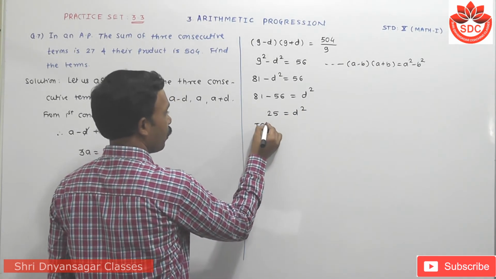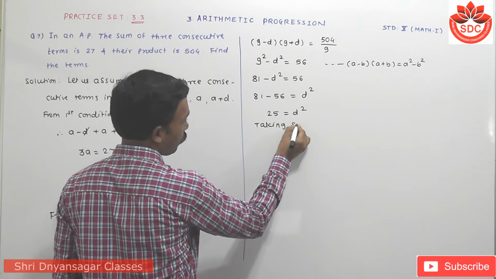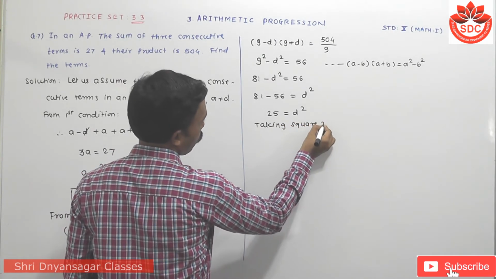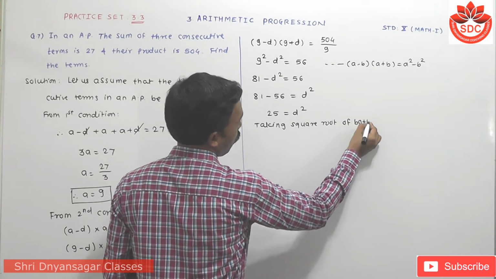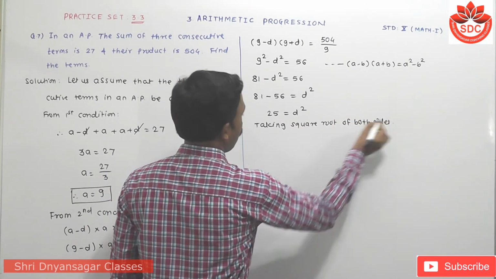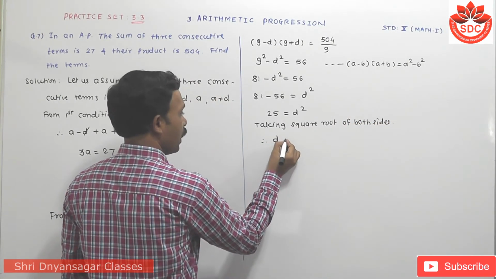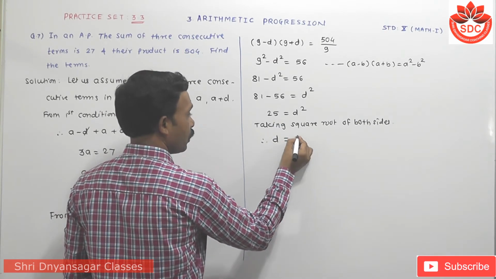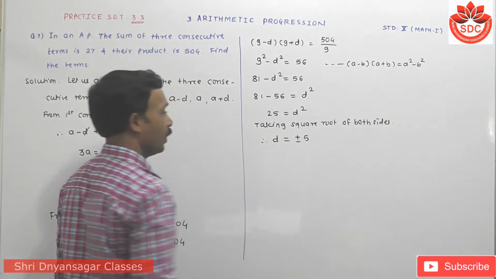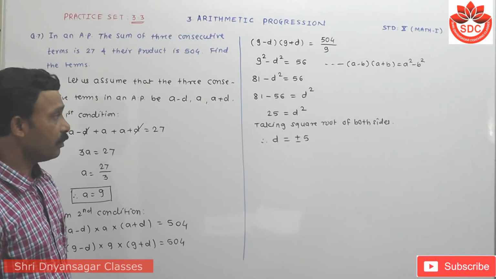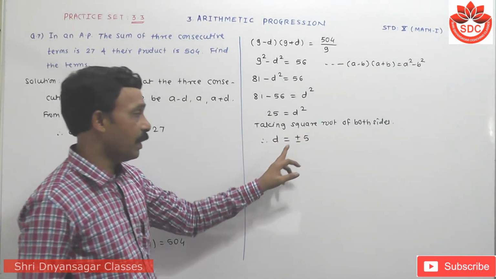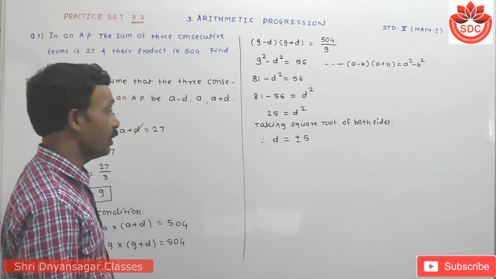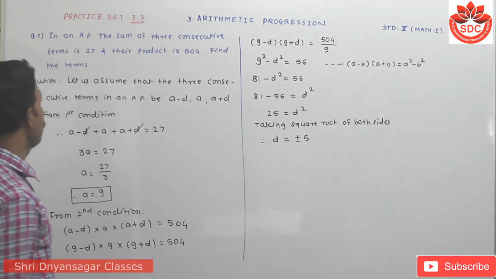Taking square root of both sides. Therefore, first I will write d is equal to, giving the sign plus minus 5. Then student, a is 9, d is plus 5 or d is minus 5. By using this we have to find the three consecutive terms.